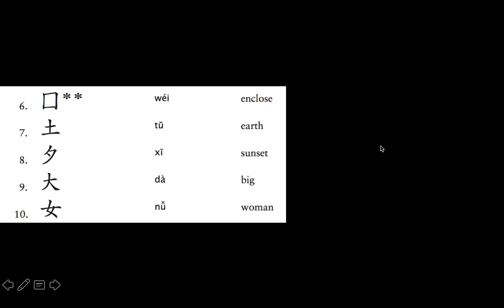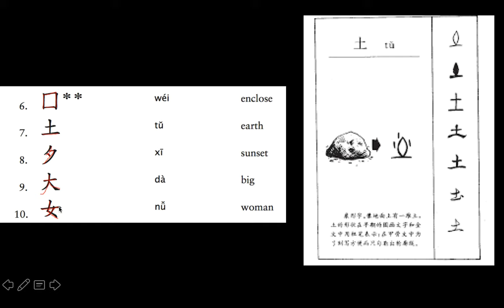Group 2, Wei, Tu, Xi, Da, Nu. Let's write those characters up. Wei is a bigger coat, right? Shu, Heng, Zhe, Heng, Tu, Heng, Shu, Heng, Xi, Pie, Heng, Pie, Dian, Da, Heng, Pie, Na, Nu, Pie, Na, Pie, Heng. Let's talk about the original meaning, the evolution of those characters. So number one, let's talk about Tu.